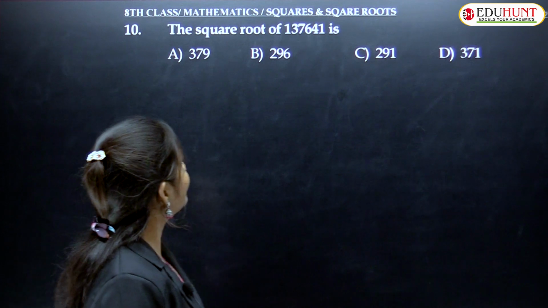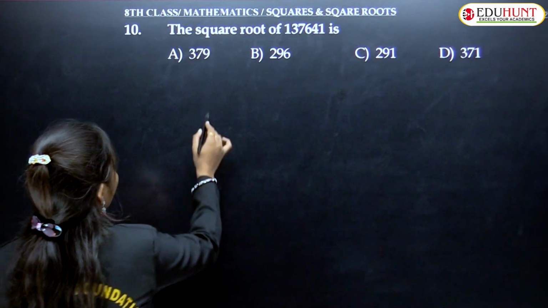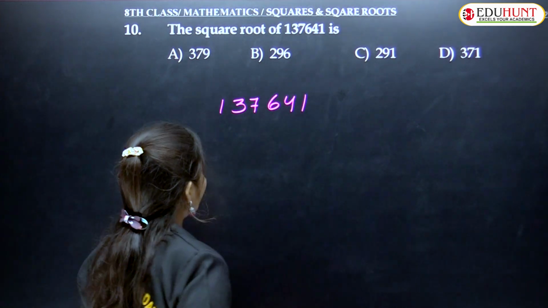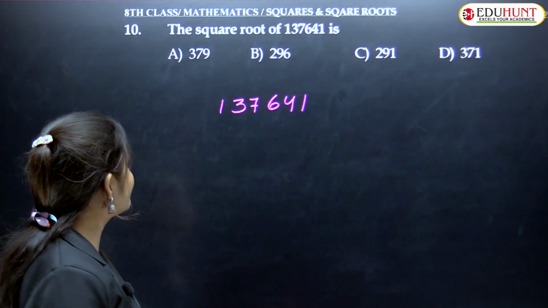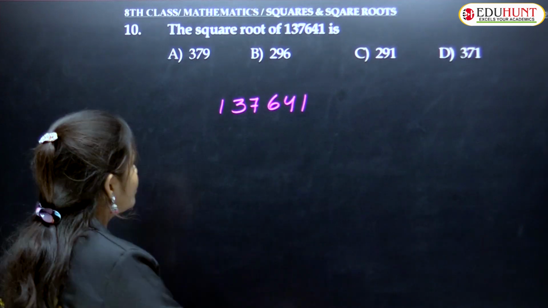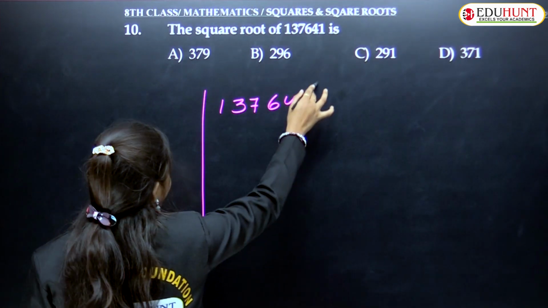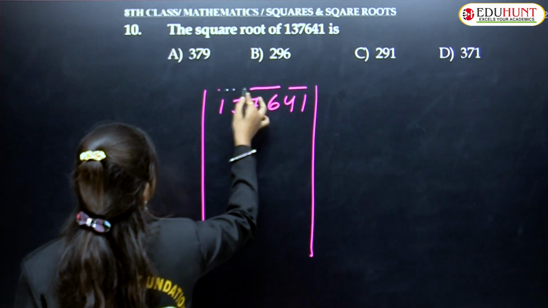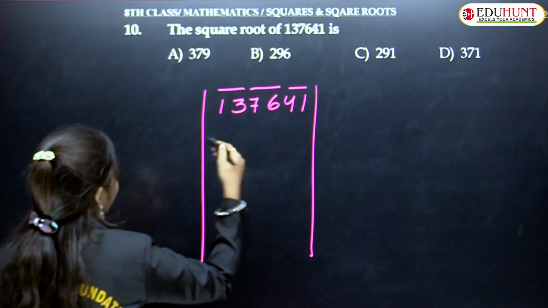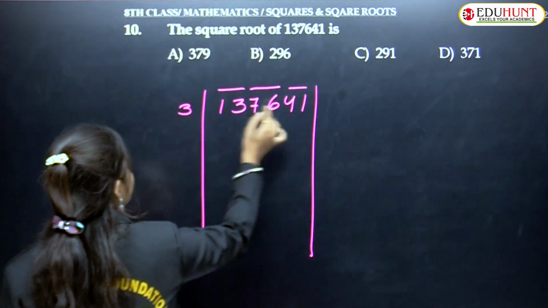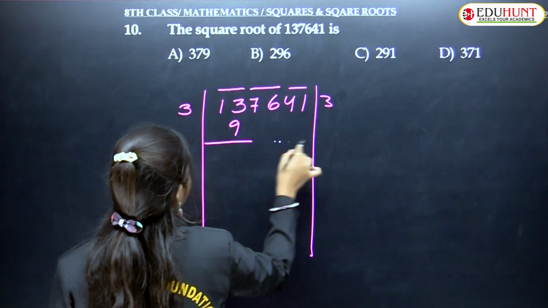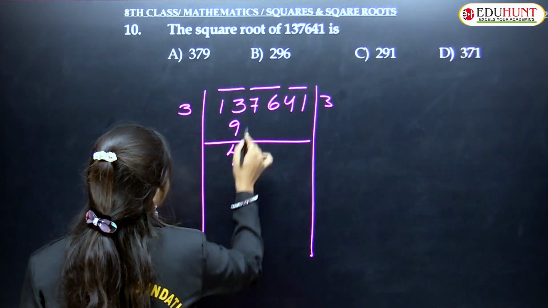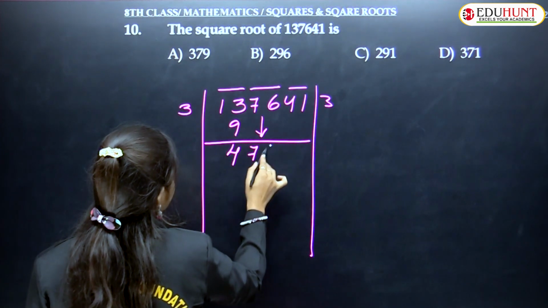Yes, the square root of 1,37,641. So to this number you have to take the square root. You have to find the square root. So 2, 2 and here 2 numbers. So the nearest number: 4 fours are 16, more than this one. So 3 threes are 9. Okay. So here the leftover 13 minus 9 is 4. And here just drop down that 76 here.